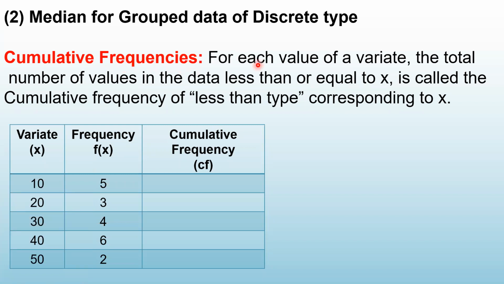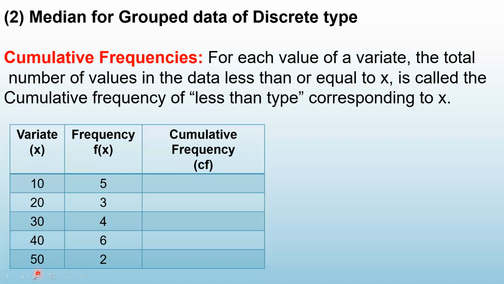Cumulative frequency for any variate is defined as the total number of values in the data which are less than or equal to that variate x. That is called the cumulative frequency. Once again, I will explain this because it is very important to understand before you actually start calculating the median. Suppose this table is given to you.